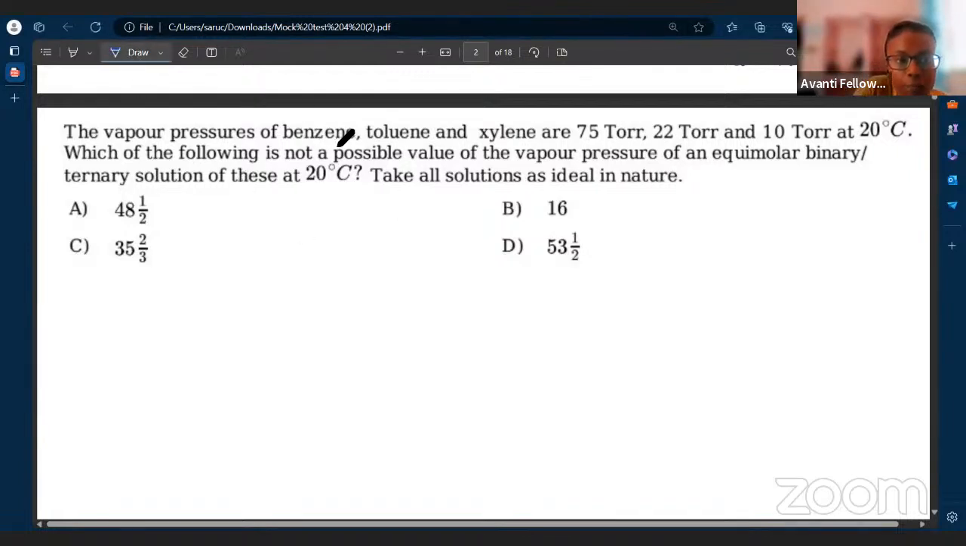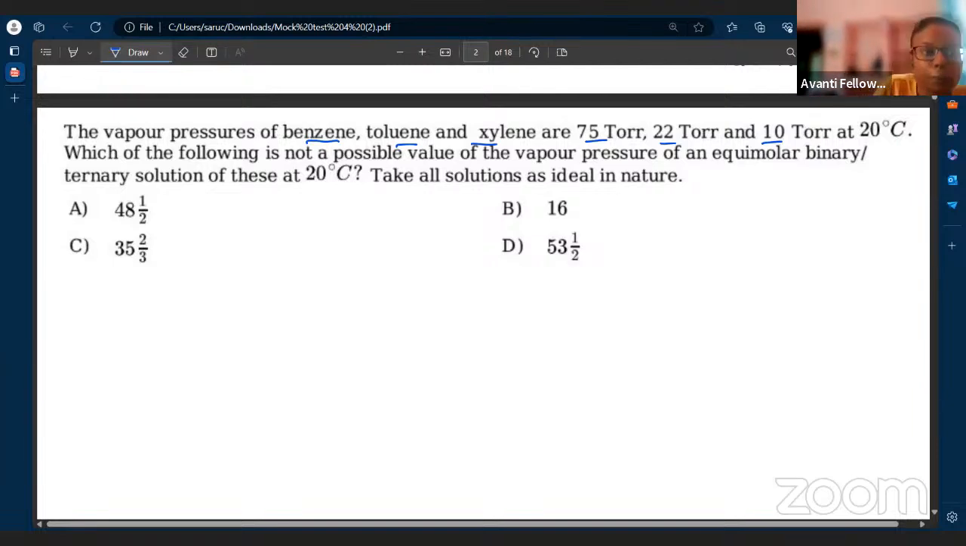The vapor pressures of benzene, toluene, and xylene are given as 75, 22, and 10. Which of the following is not a possible value of the vapor pressure of an equimolar binary or ternary solution of these at 20 degrees Celsius? Take all solutions as ideal in nature. Very good, yes, D is the answer. So we'll solve this question.